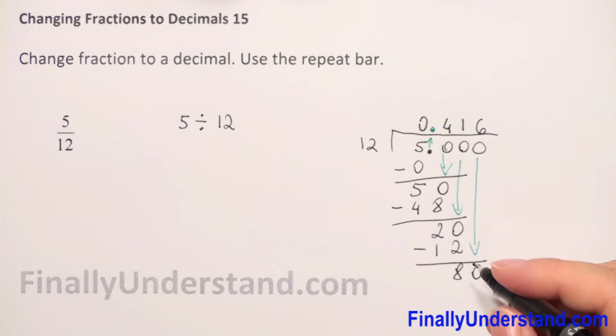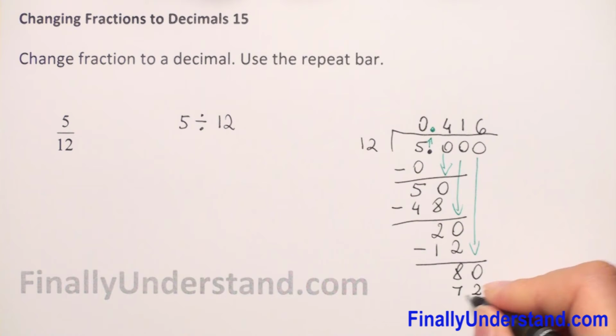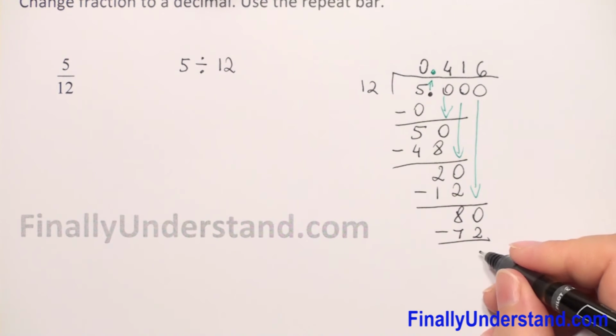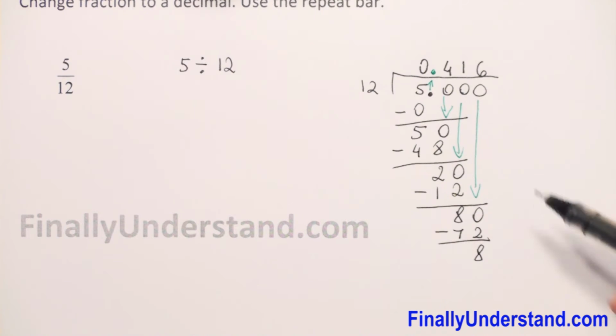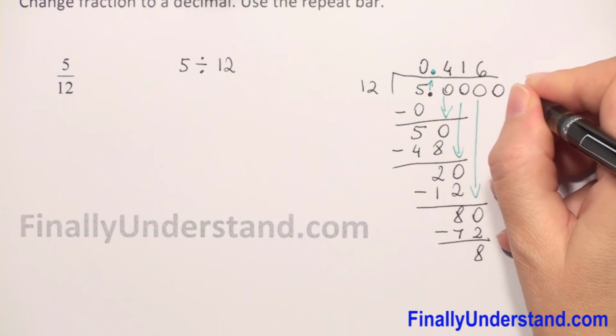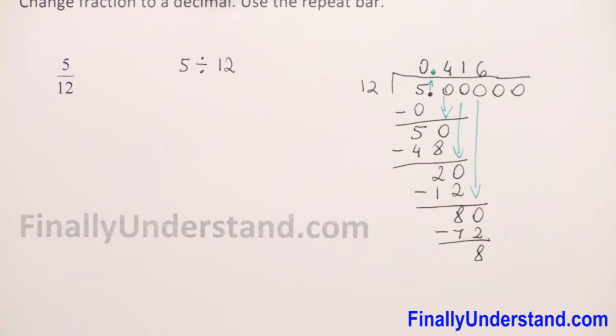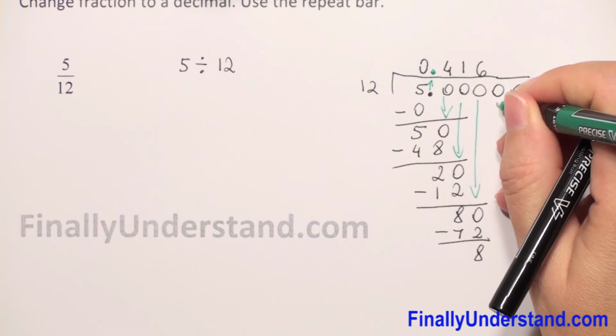6 times 12 is 72. Subtraction. So it will be 8. So again we got 8. Because our remainder is different than 0, let's add 2 more zeros to our dividend, and we take down the next 0.